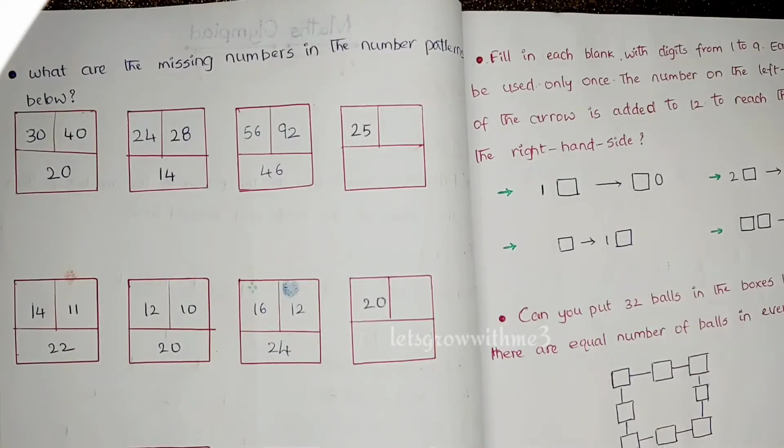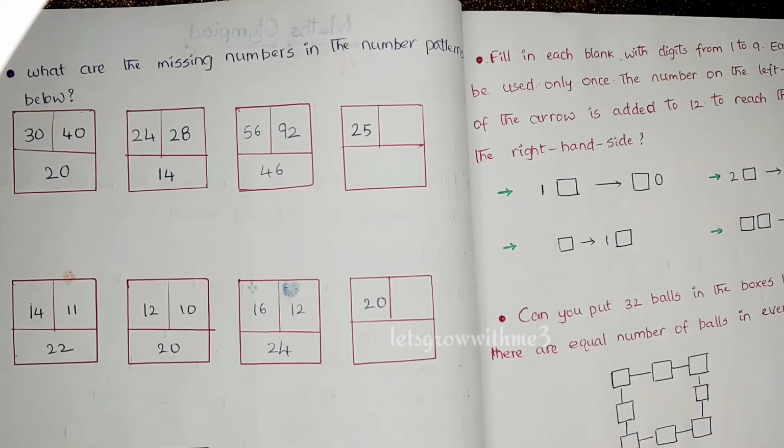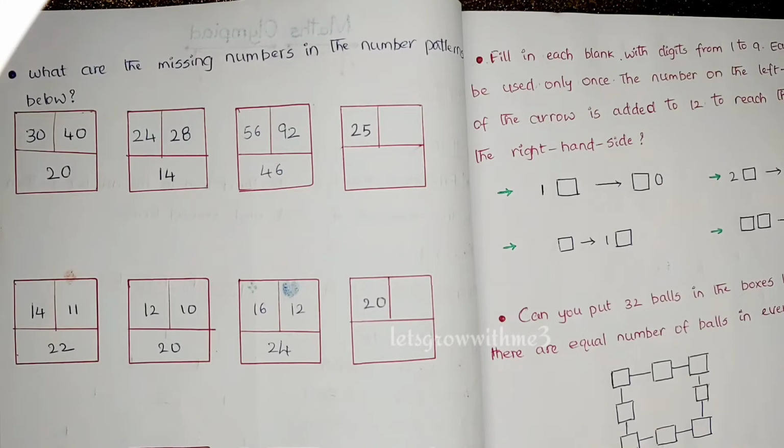So today we are going to do examples related to our pattern concept. In the earlier class we discussed the basic concepts of pattern, so let's implement those concepts here. Let's see our first question: what are the missing numbers in the number pattern below?